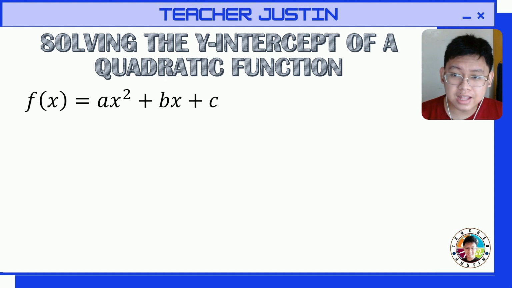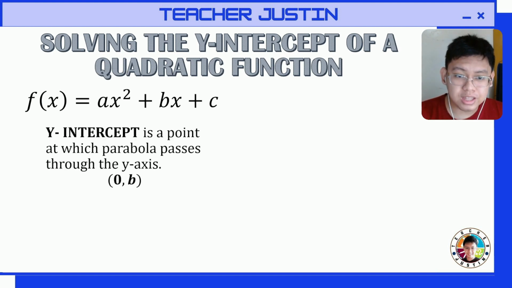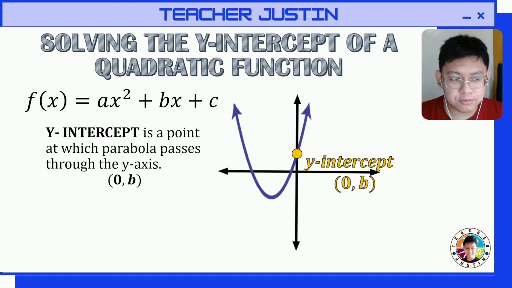Let's talk about solving the y-intercept of a quadratic function. Given the standard form or vertex form, the y-intercept is the point at which the parabola passes through the y-axis, or it has the coordinate (0, b). So this is our graph. For example, our y-intercept will be the point that is the intersection of the parabola and the y-axis.